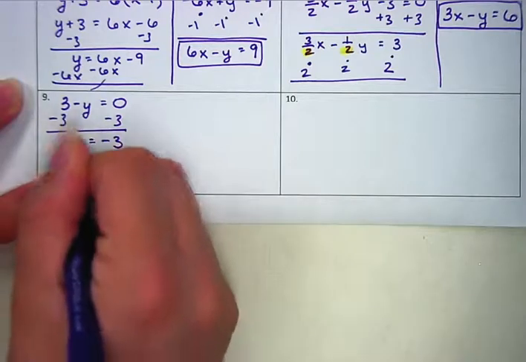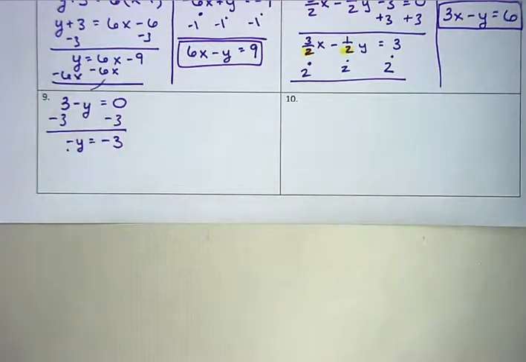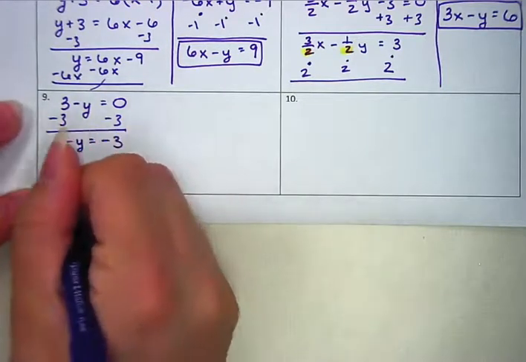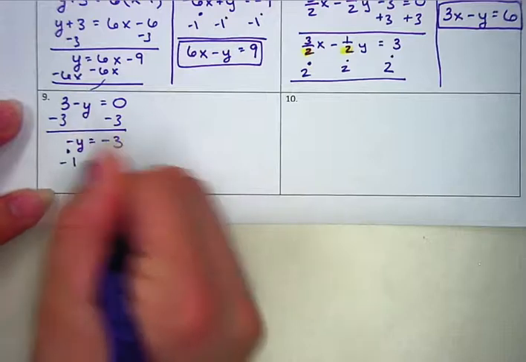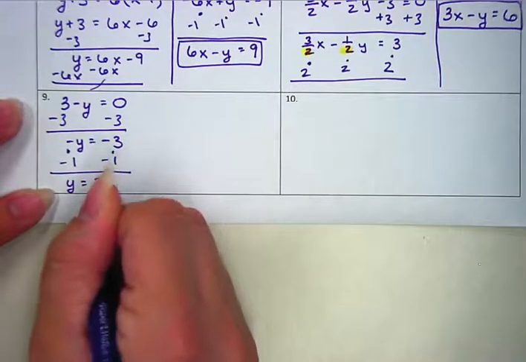Divide or multiply, either way, it's the same concept. You can't have the y be negative in this case. If there's only one x or only one y, they cannot be negative. So we could either divide by -1 or multiply by -1. And that's going to give us y equals positive 3.